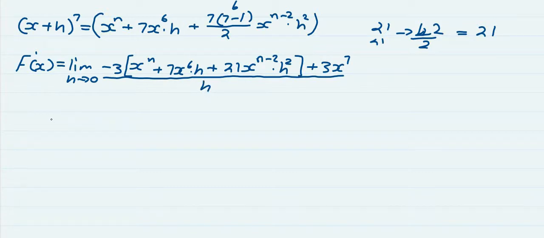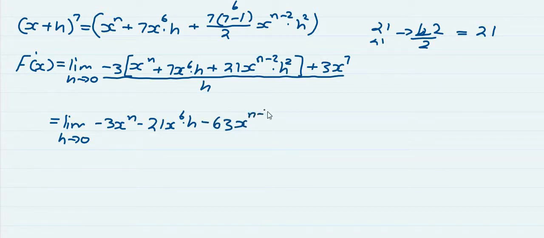Then it equals the limit as h approaches 0 of: we multiply by 3, so minus 3 multiplied by x to the exponent n, minus 3 multiplied by positive 7 is minus 21 x to the exponent 6 multiplied by h, negative 3 multiplied by 21 is 63, so minus 63 x to the exponent n minus 2 multiplied by h squared, then 1 plus 3x to the exponent 7, all divided by h.